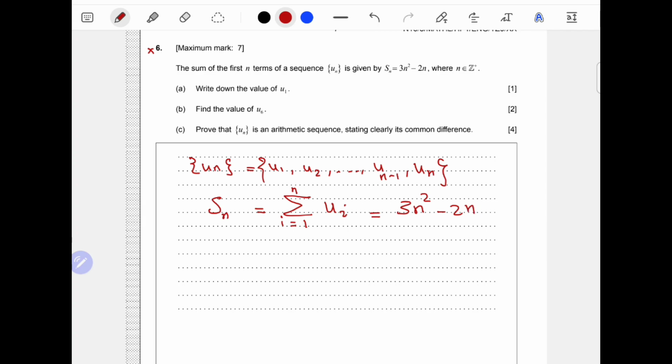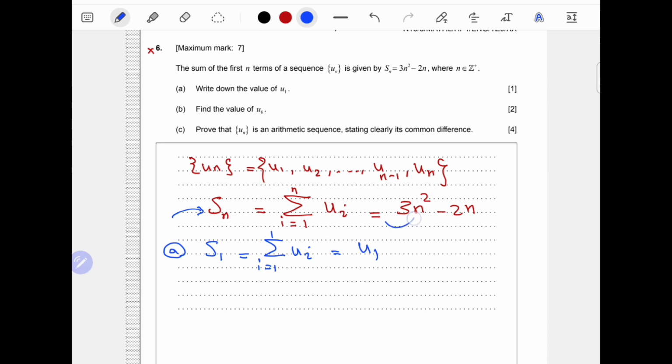So write down the value of u1. So part A, we want to find u1. To find u1, notice that if you substitute 1 in the index of S_n, this is going to be equal to the sum from i equal to 1 to 1 of u_i, and this is simply u1.